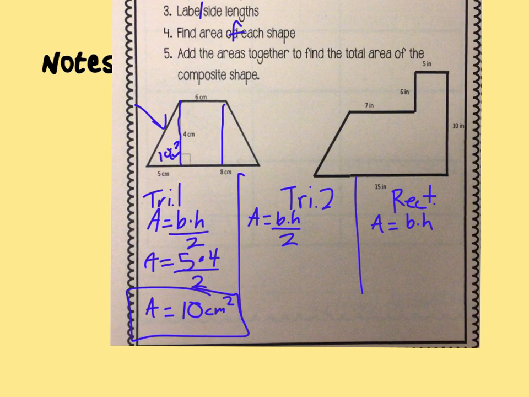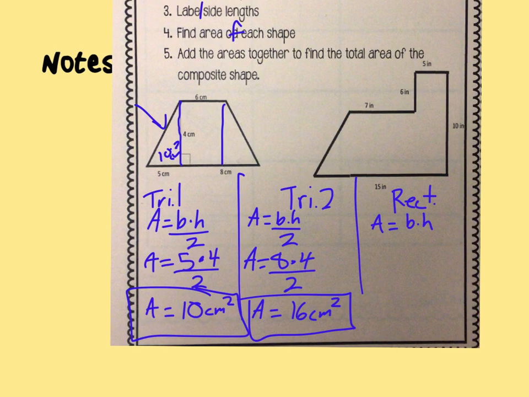Let's see here. I know that my height is 4, because I can see it right here. But I'm having a hard time deciding what this is saying right here. If this was 5, is this 8? I'm guessing it is. We're going to say that this is 8 right here. So our base is 8. Area equals 8 times our height of 4 divided by 2. So 8 times 4 is 32, divided by 2 is 16. So area equals 16 centimeters squared. There's the area for my second triangle.